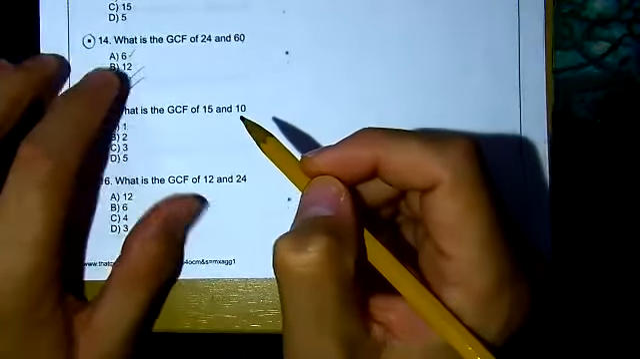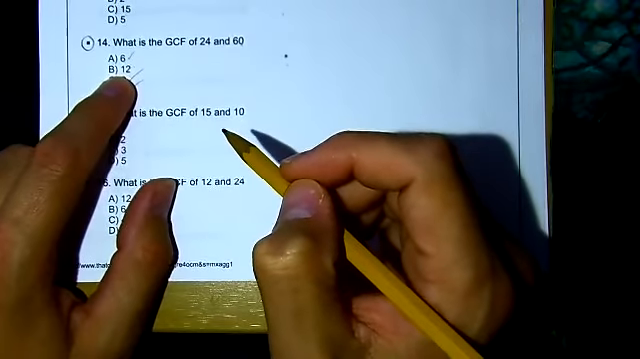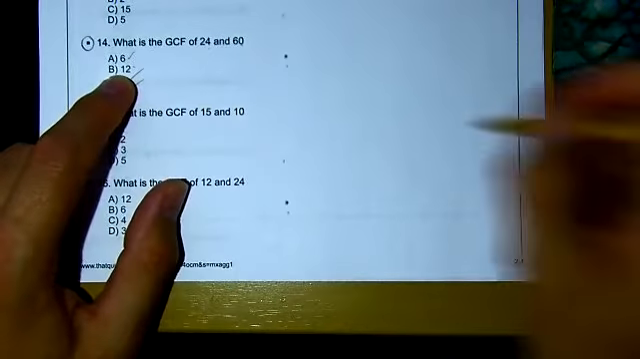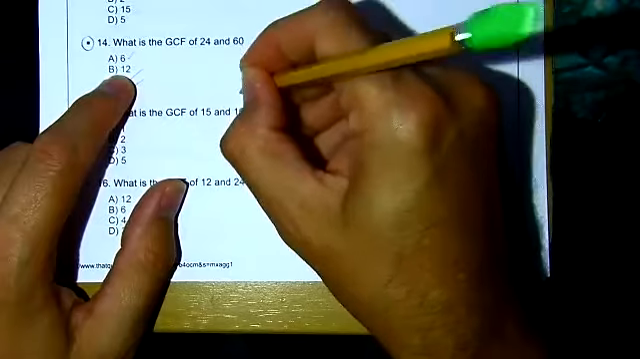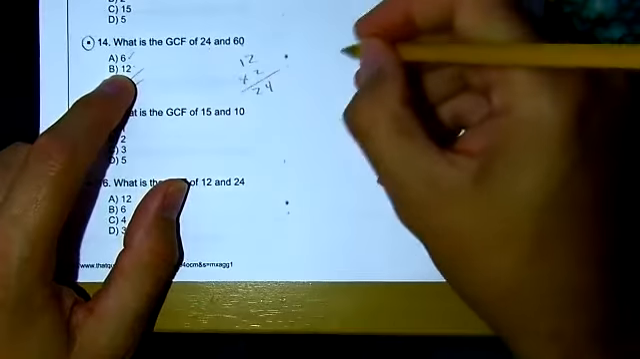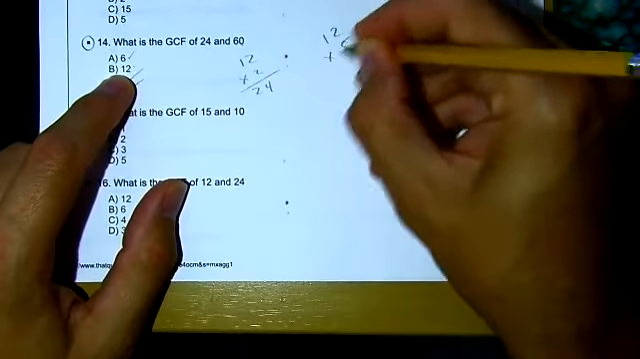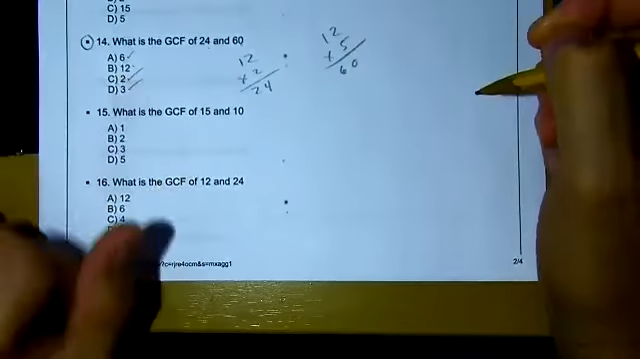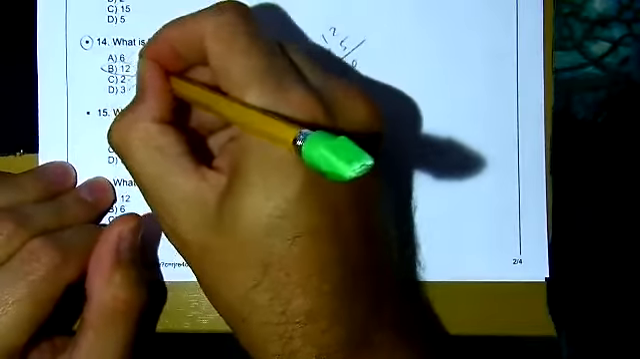So let's move on to 12, which you should have just started with in the beginning because it's always easier to start with a larger number. Well, 12 times 2 is 24. 12 times 5 is 60. So 12 goes into both of those. So your answer is actually 12.